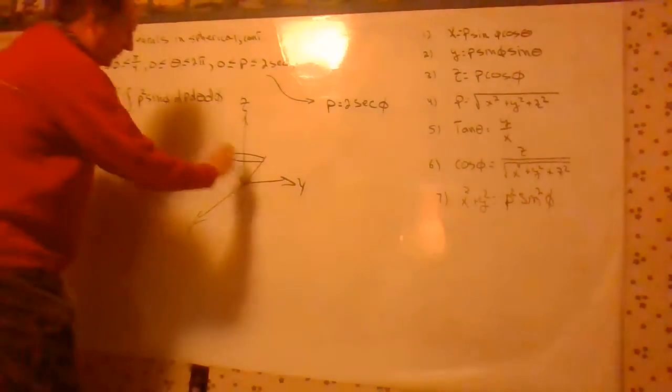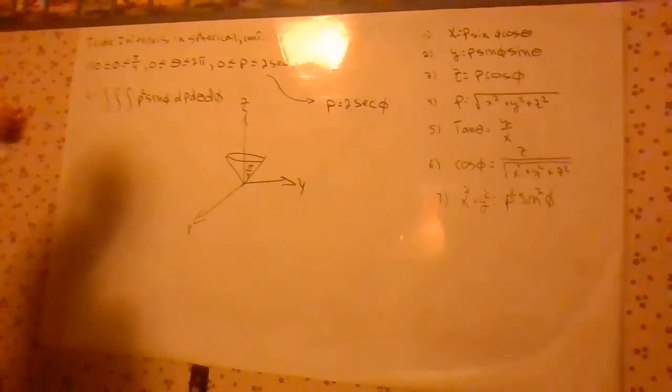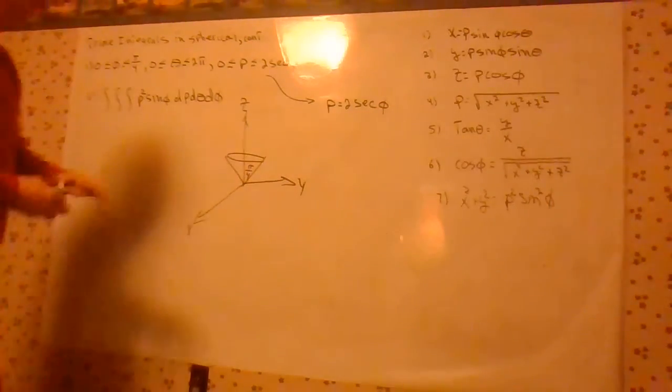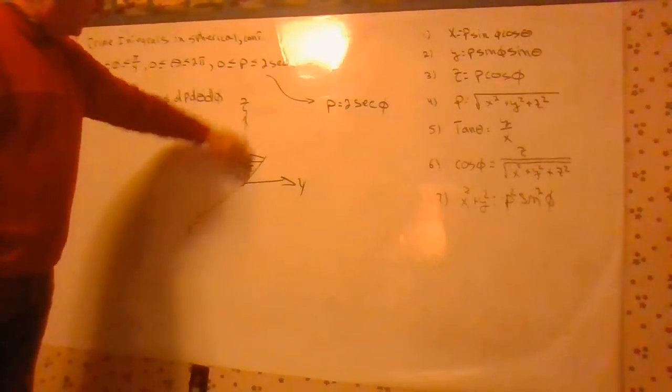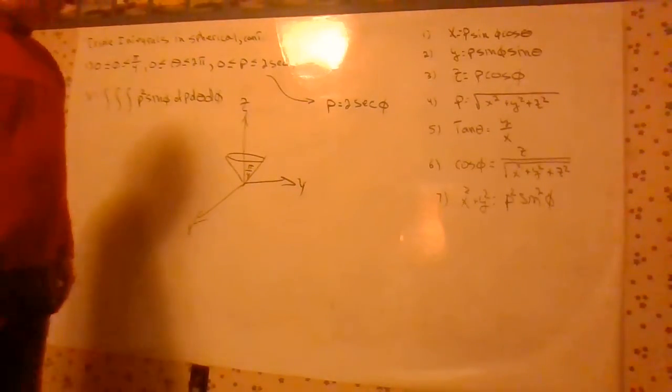Okay, phi comes from 0 down to pi over 4, and then theta goes all the way around. The question is, where does rho stop? Rho starts here and goes out to some indeterminate surface. Now we don't know what it is.